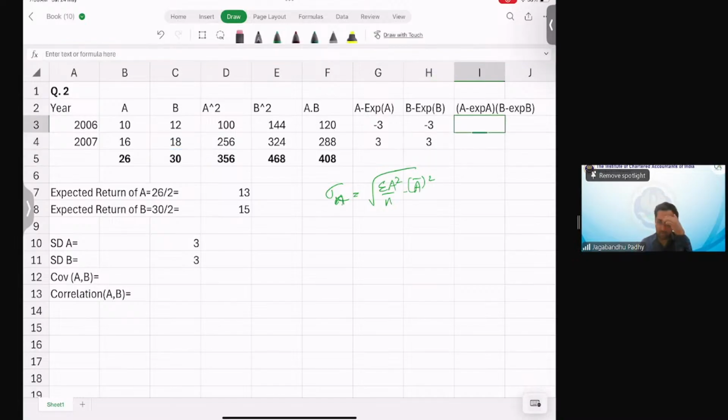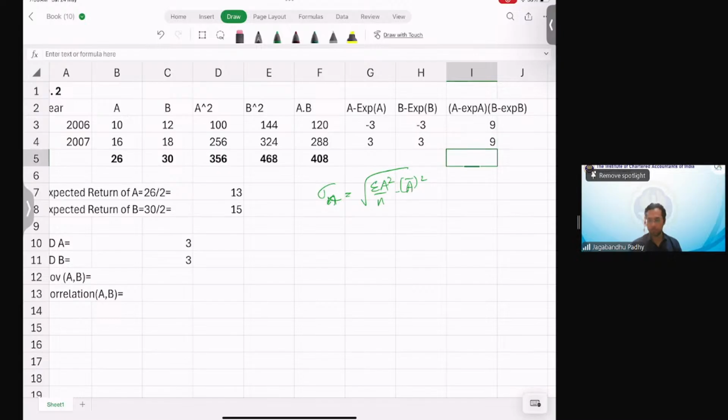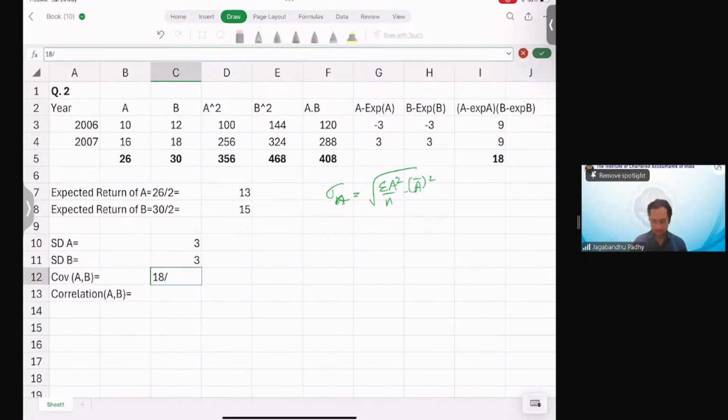B minus expected value of B is also calculated. Then you just need to take the product of both. And the sum of these two is 18. The sum of both is going to be 18, and then the covariance is just 18 divided by 2, which is 9.